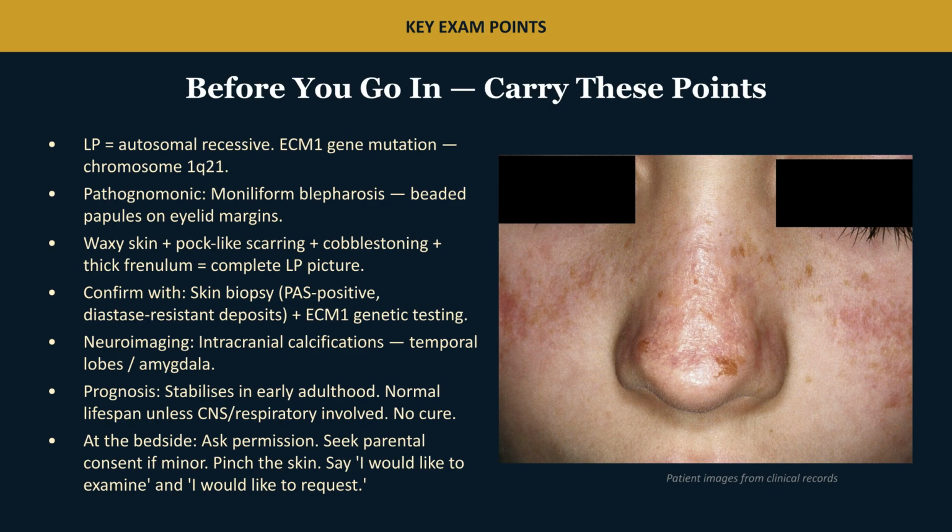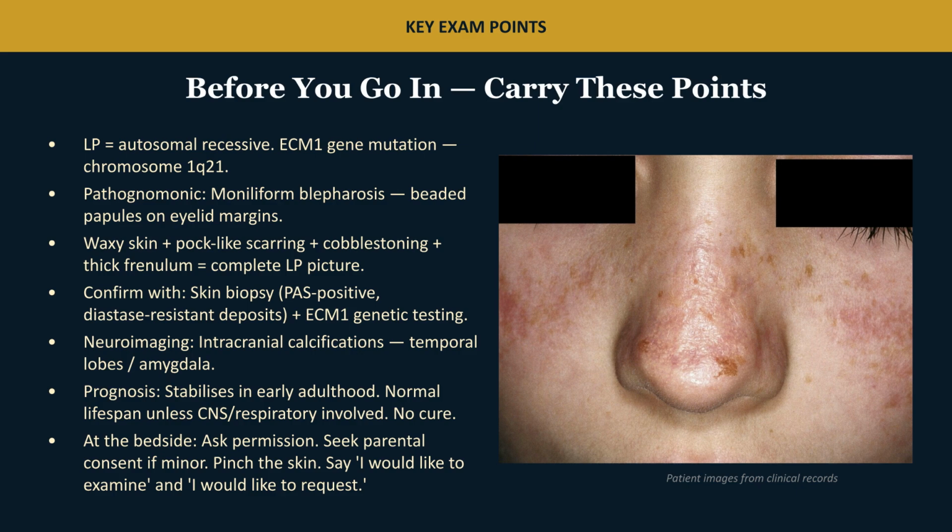Before you go into that examination room, carry these points with you. Lipoid proteinosis is autosomal recessive, ECM1 gene mutation on chromosome 1q21. The pathognomonic finding is Moniliform blepharosis, beaded papules on eyelid margins. Waxy skin, pock-like scarring, cobblestoning of oral mucosa, and thick frenulum complete the picture. Confirm with skin biopsy, PAS-positive diastase-resistant hyaline deposits, and ECM1 genetic testing. Neuroimaging shows intracranial calcifications in temporal lobes or amygdala.